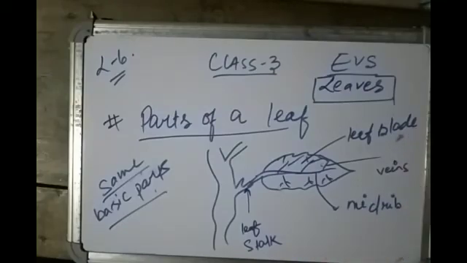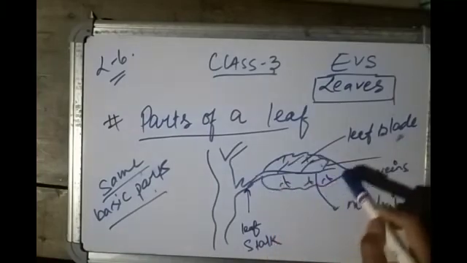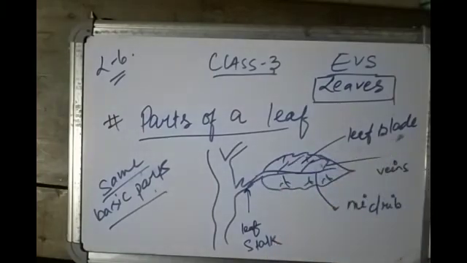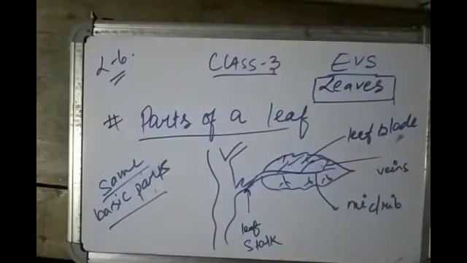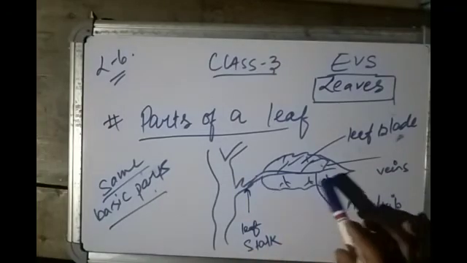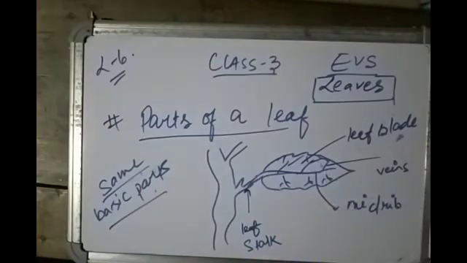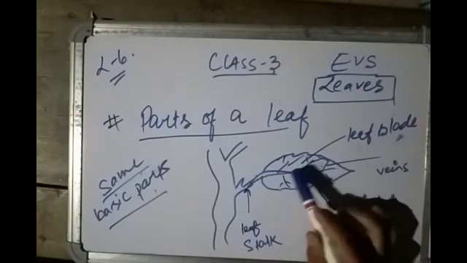So let's find out the definition of these parts of the leaf. The flat surface of the leaf is called the leaf blade. The lines running across the leaf are called veins. Usually each leaf has a main vein called the midrib. See, the main vein is called the midrib.